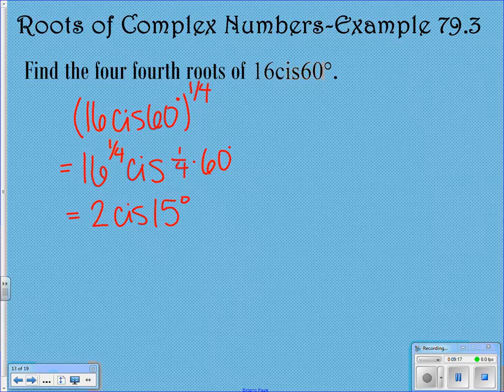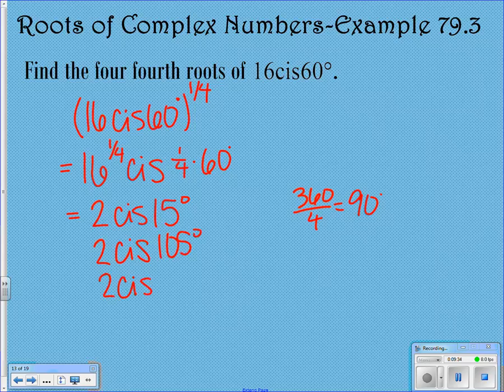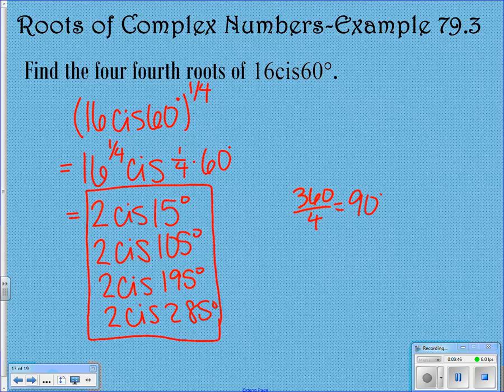So that's the first one, but we have to find 4 of them. So we're going to take 360 and divide by 4, and you get 90 degrees. So now we're going to add 90 degrees to our angle. So 90 plus 15 is 105. 105 plus 90 is 195. Then we add 90 again, and you get 285. And if you added 90 again, you'd be over 360. And we're only looking for 4, so we stop after the 4th one. So those are the answers that they are looking for. You do have to have all 4 of them in order to get it correct.